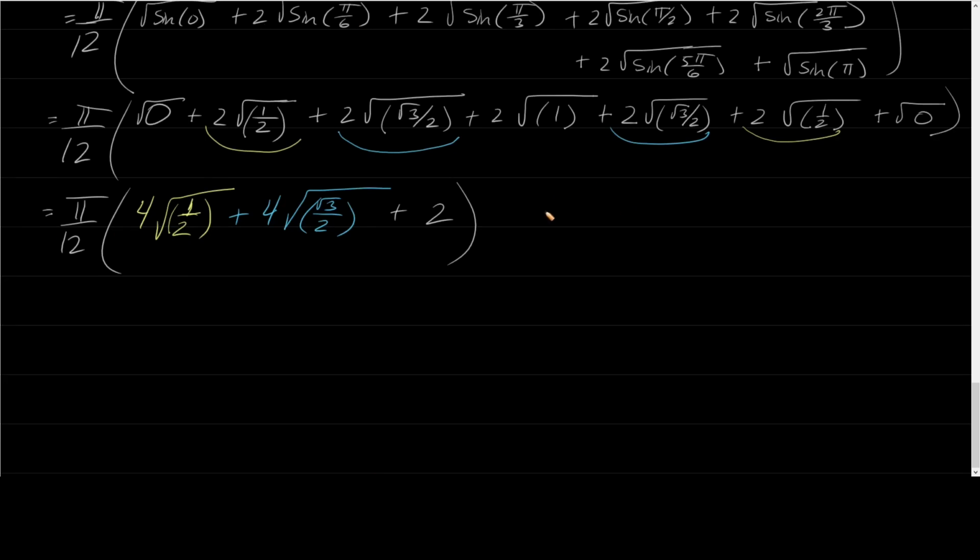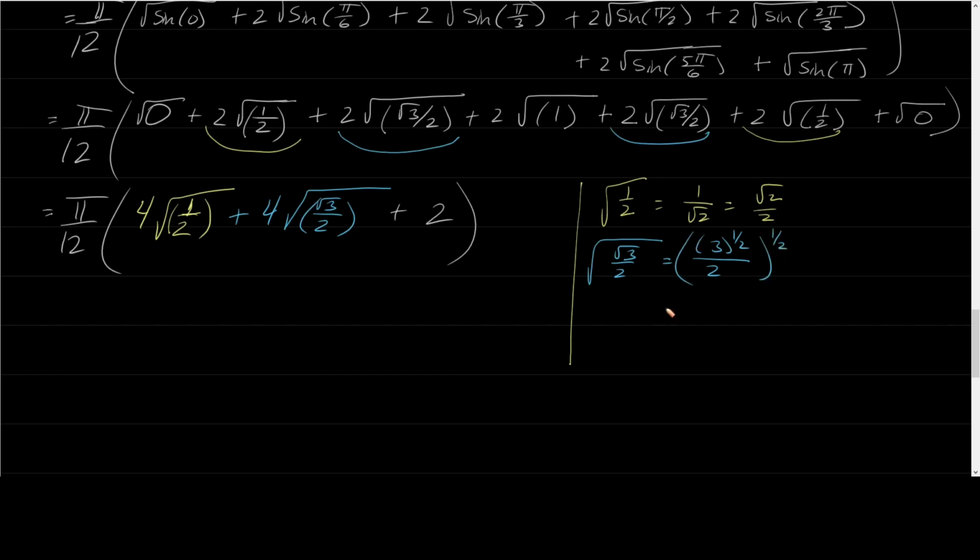rewrite. So I'll do it here on the side. The square root of 1/2 is just 1 over radical 2, which is just radical 2 over 2. Now, the square root of radical 3 over 2. Well, that's going to be 3 to the 1/2 over 2, and all of this to the 1/2, which gives me 3 to the 1/4 over 2 to the 1/2. If I multiply this by 2 to the 1/2 over 2 to the 1/2, well, what do I get?